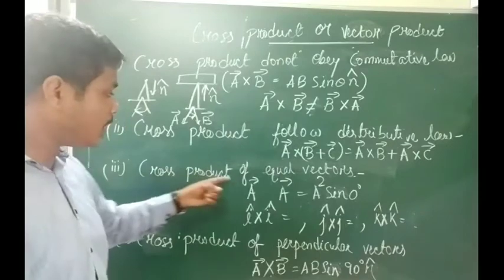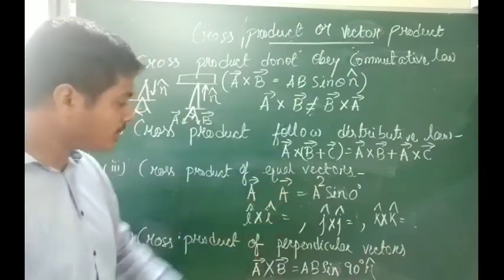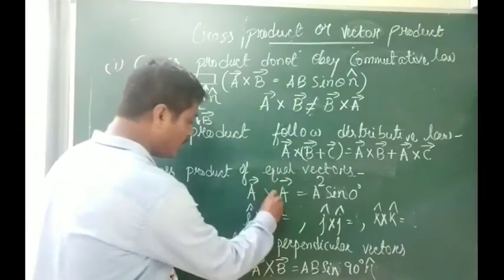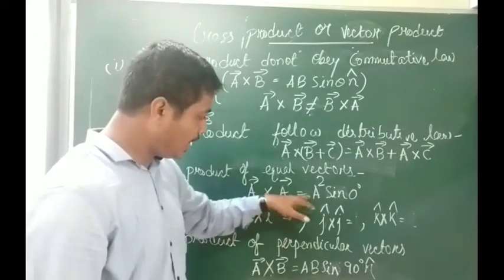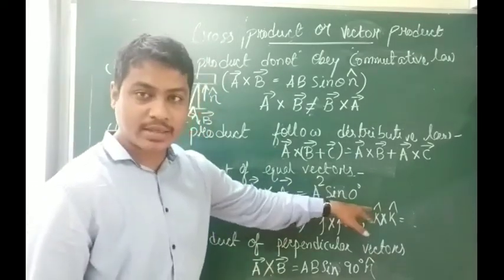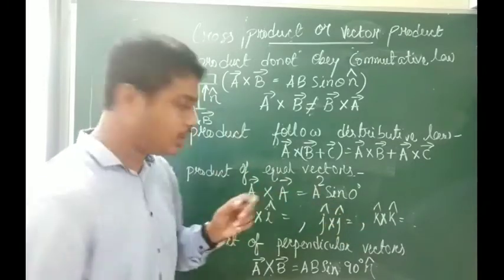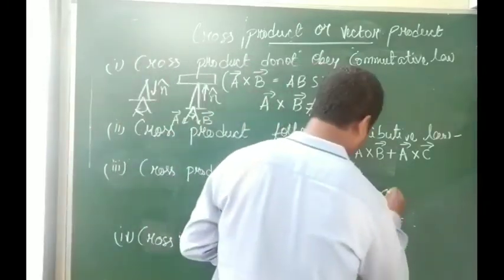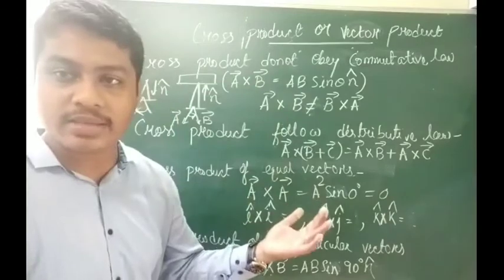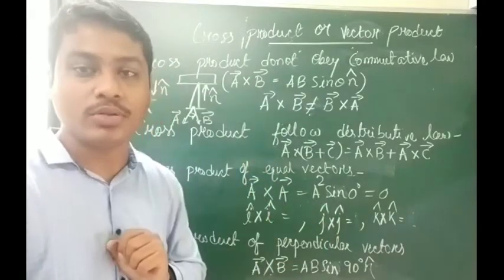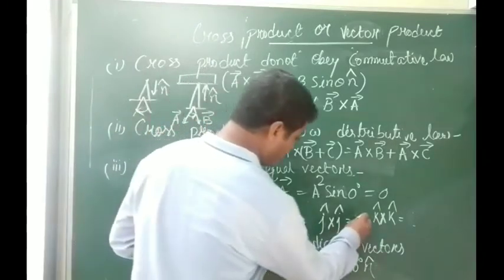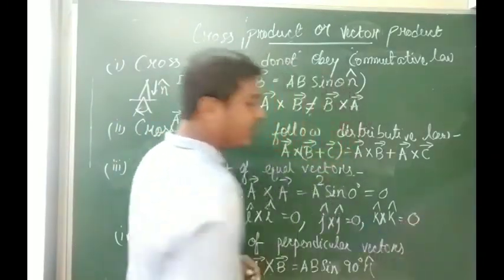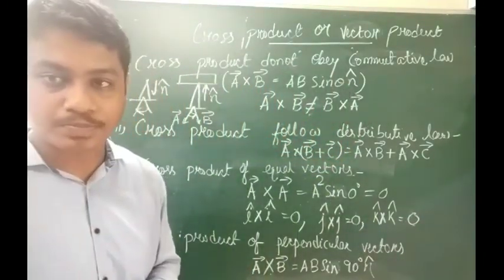Cross product of equal vectors, that is A cross A. If I do it, it will be A squared sine 0 degree. Sine 0 degree is equal to 0. That means you will get the answer equal to 0. But previously in the scalar product, the answer was equal to 1. I cross I is 0, J cross J is 0, K cross K again is equal to 0.